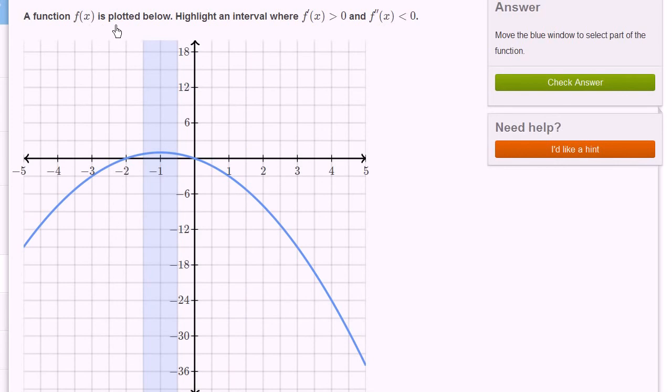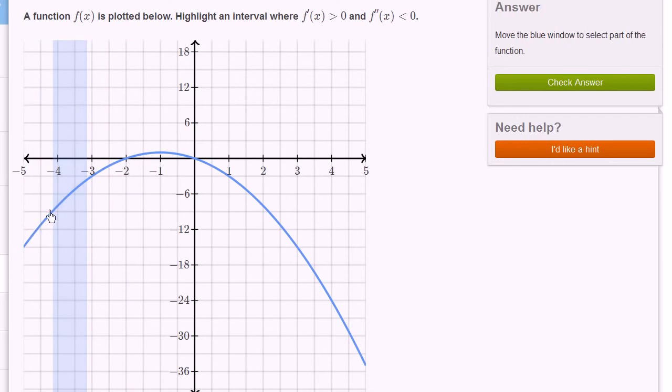A function f of x is plotted below. Highlight an interval where f prime of x is greater than 0. So the same thing, where our function is increasing, but it's increasing at a slower and slower rate. So our function is increasing in this whole region right over here.